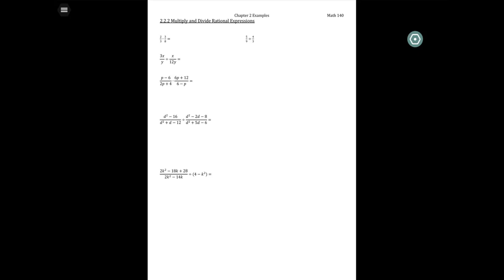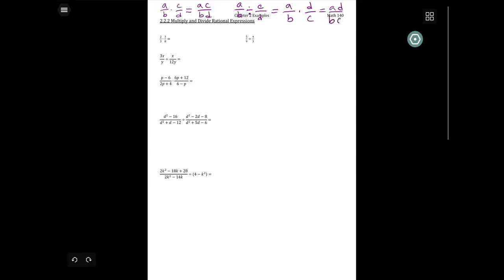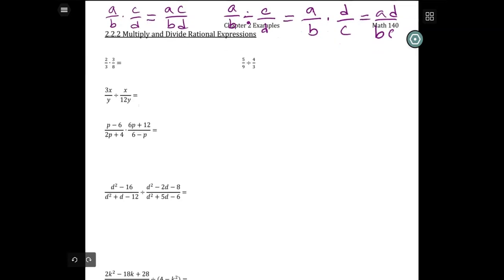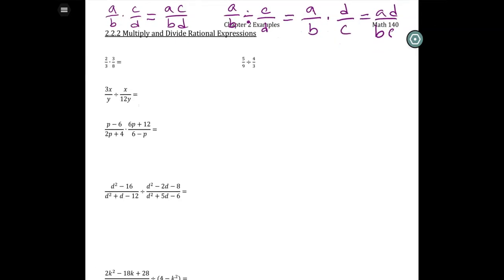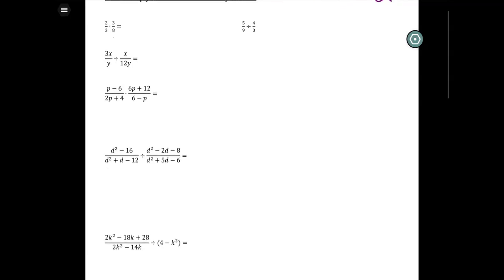So we really only need a couple of properties here. We know that to multiply fractions, we just go straight across. And to divide fractions, a over b divided by c over d, we flip and multiply: a over b times d over c, which is equal to ad over bc. So that's really all we need to work on. And then we'll just need to be really careful. The big mess tends to come in the simplification.